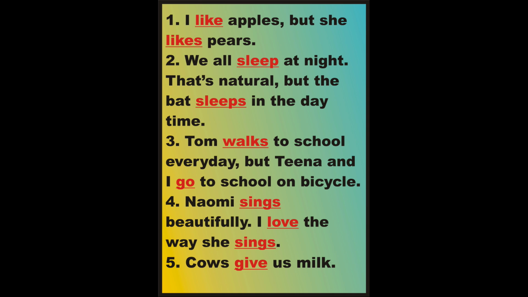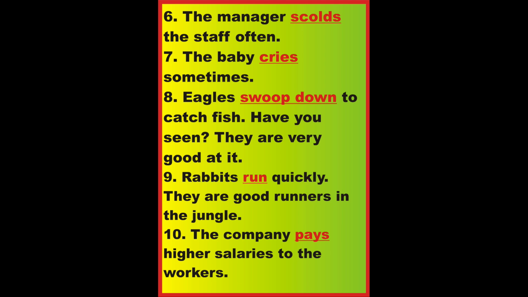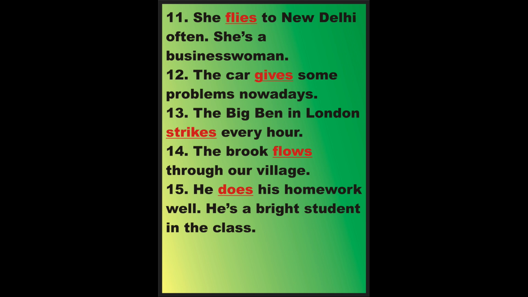Cows give us milk. The manager scolds the staff often. The baby cries sometimes. Eagles swoop down to catch fish. Have you seen? They are very good at it. Rabbits run quickly. They are good runners in the jungle. The company pays higher salaries to the workers. She flies to New Delhi often.